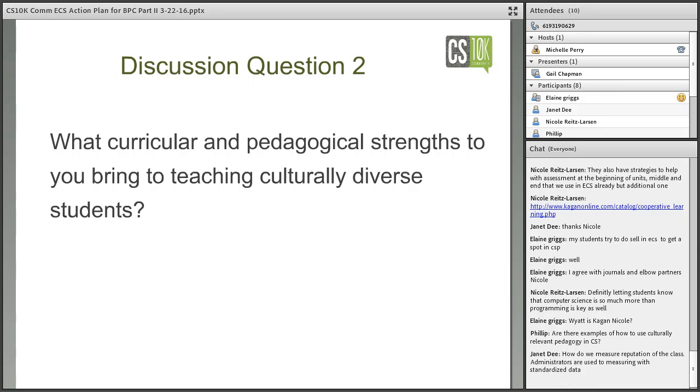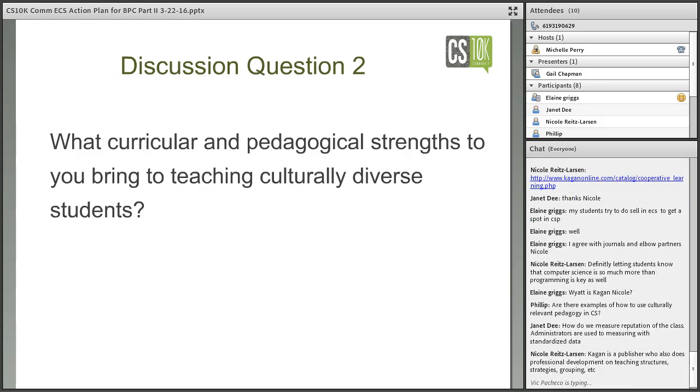So I'm going to pause for a minute, read the comments that have been flying in, and ask you to think about the next question, which is: what particular strengths do you bring to teaching culturally diverse students?